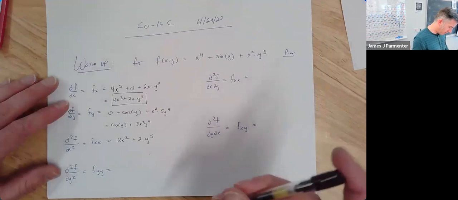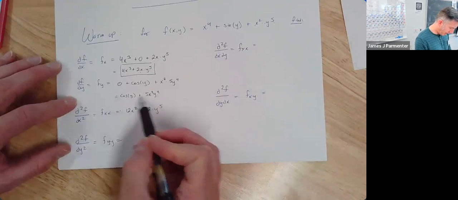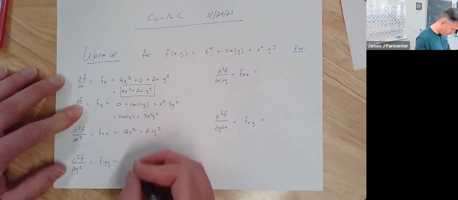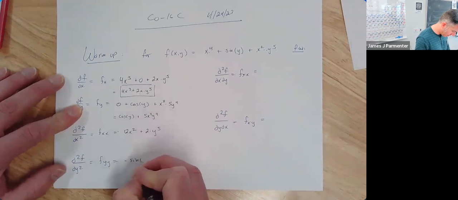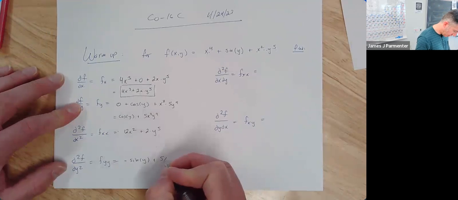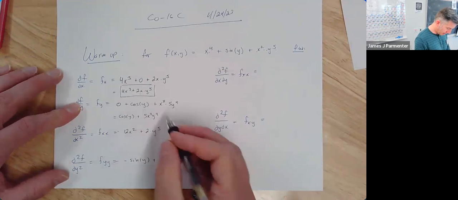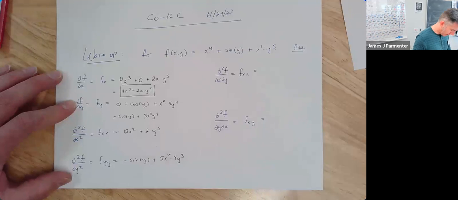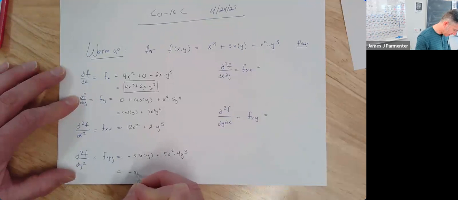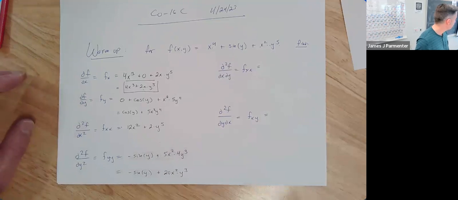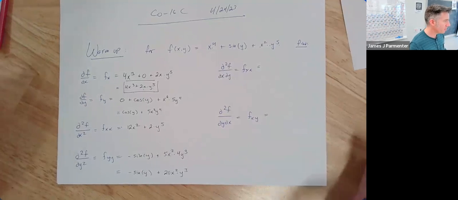And let's go ahead and do fyy as well. So here's our fy. Let's take the derivative of that with respect to y again. The derivative of cosine of y is negative sine of y. And for the derivative of 5x squared times y to the fourth, the 5x squared is a constant, gets to hang out, and its friend y to the fourth, we take its derivative and get 4y cubed. And I would again probably simplify this as negative sine of y plus 20x squared times y cubed. Probably not necessary, but I think it is.